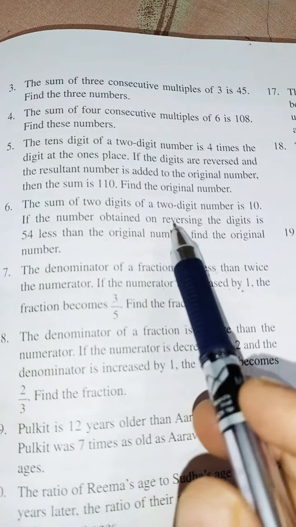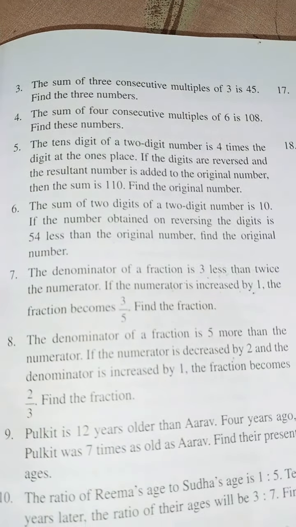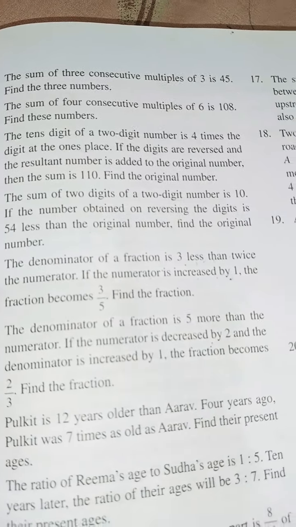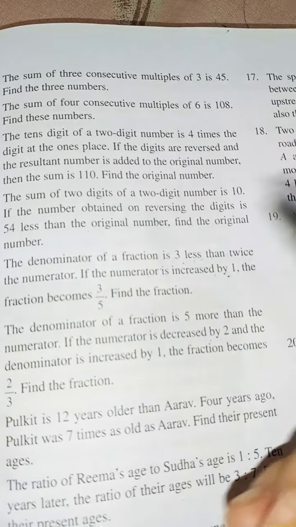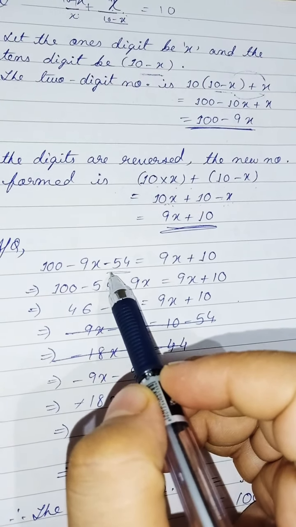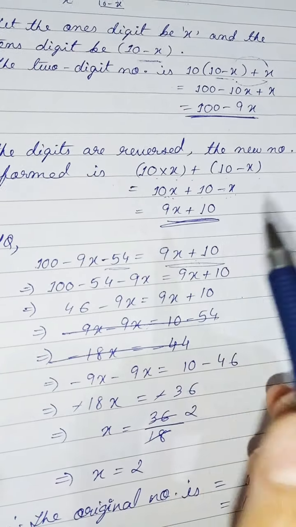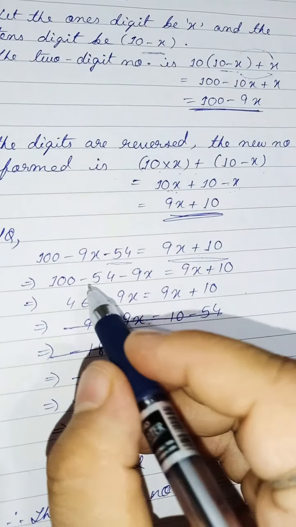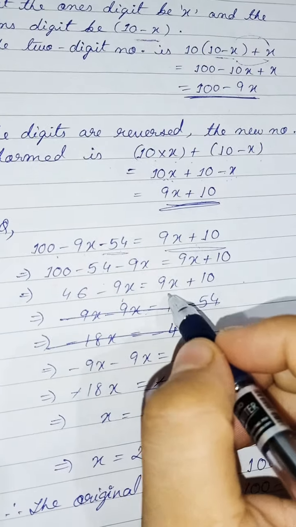Now the question says that the new number formed on reversing the digits is 54 less than the original number. What does that mean? That the new number is smaller than the original number. How much smaller? 54. That means if I reduce the original number by 54, then only I will get my new number. So the original number was this 100 minus 9x. From there I am reducing 54, which gives me the new number. So now we calculate 100 minus 54, that is 46, minus 9x, equals 9x plus 10.